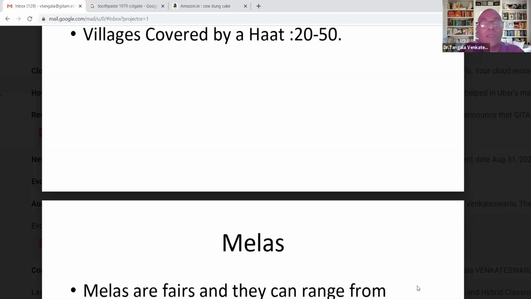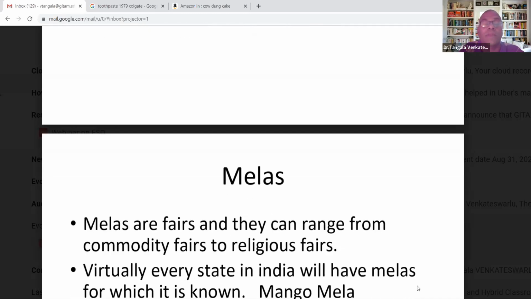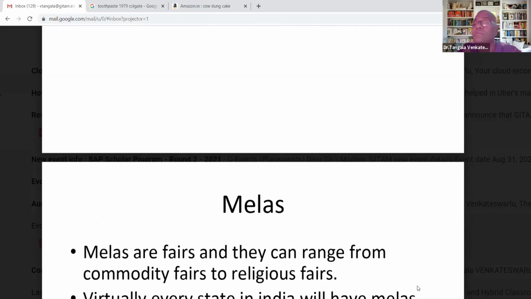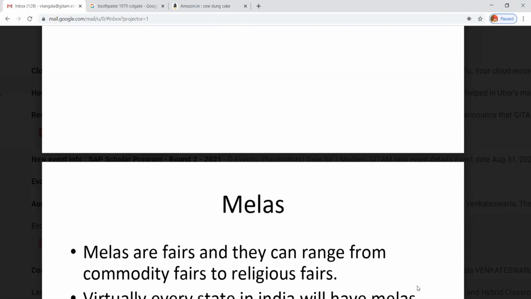Shruti, if you don't listen properly, you end up writing meals for mela in the exam. We have seen some people writing this in the previous batches. So you have to understand what mela is. Mela?